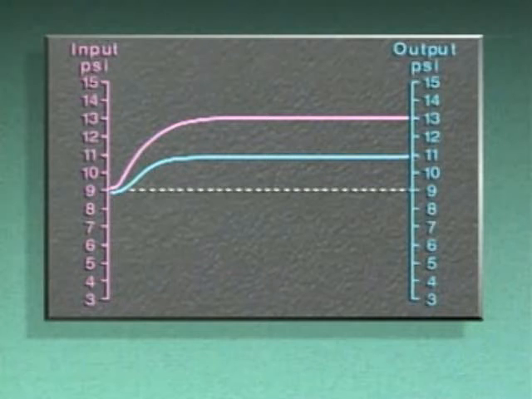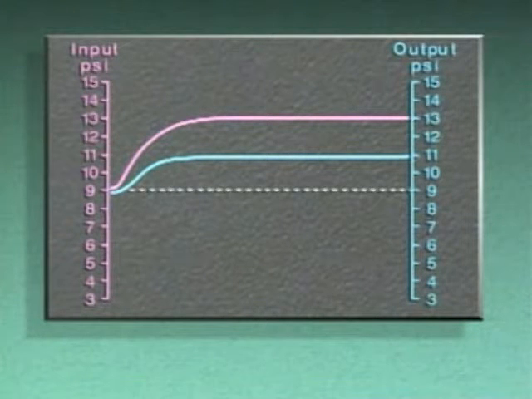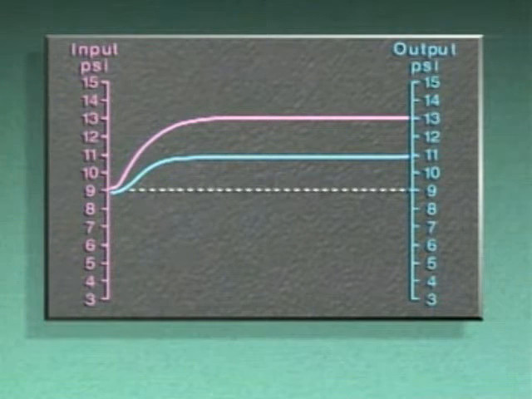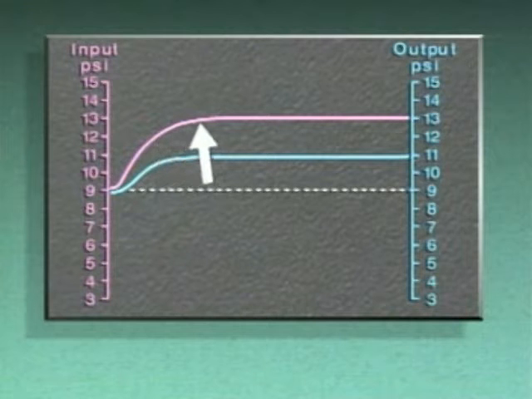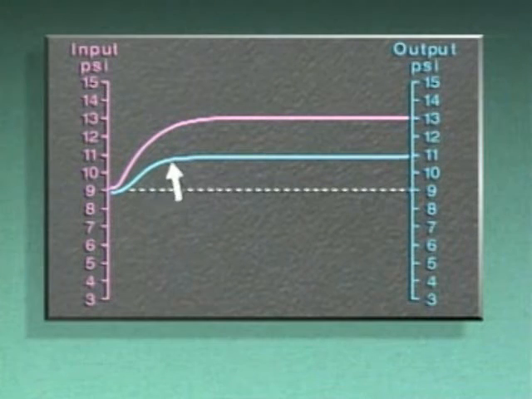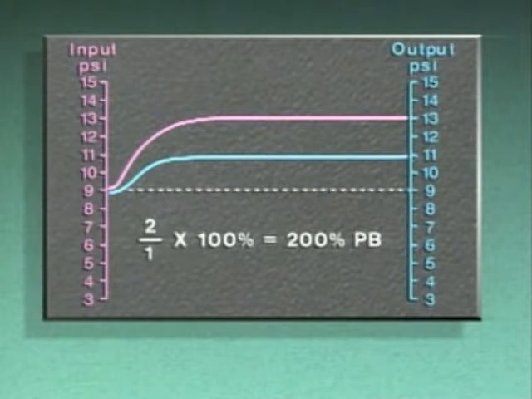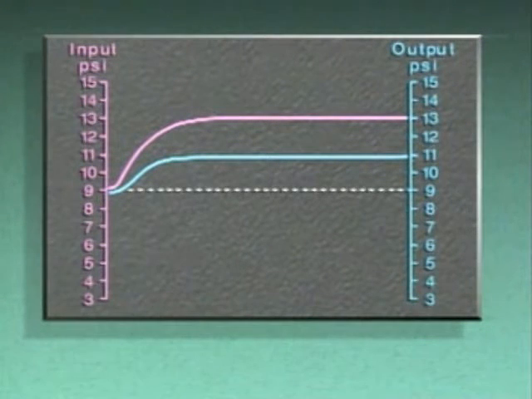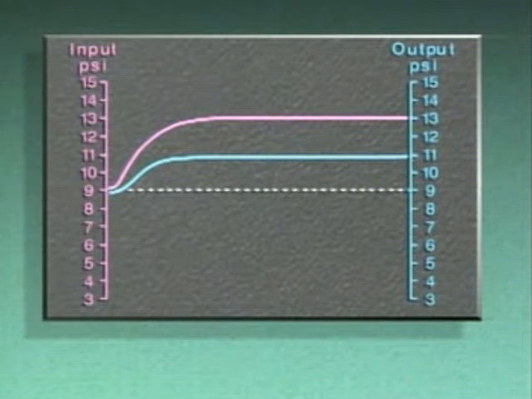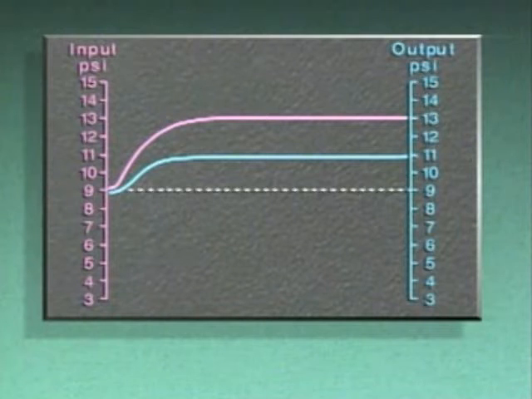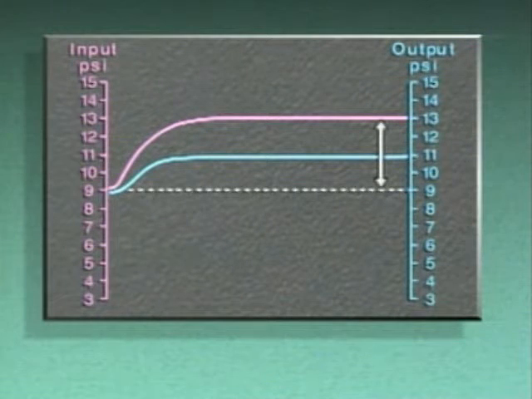Now, the signals on this graph show a proportional band that's greater than 100%. This type of proportional band is called a wide proportional band. With a wide proportional band, a large change in input to the controller produces a smaller change in output. The proportional band for this example is 200%. Since the output signal changes less than the input signal, a wide proportional band can minimize the amount of cycling in a system. However, there's more offset with a wide proportional band.